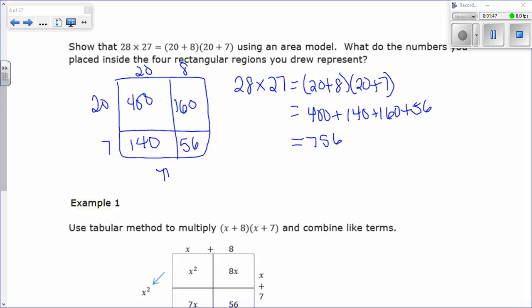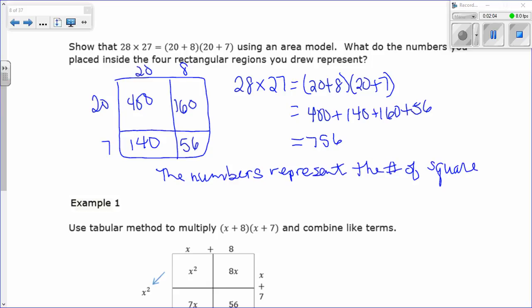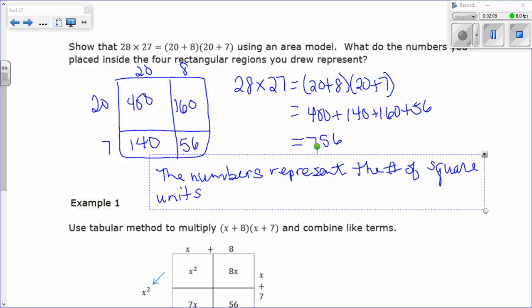The numbers represent the number of square units in each rectangle.